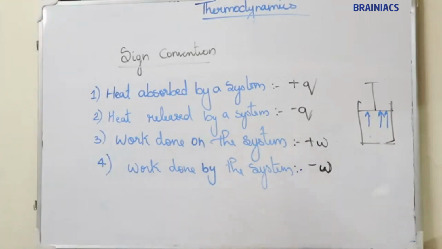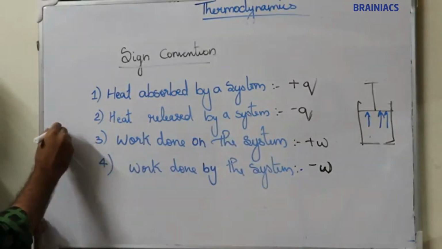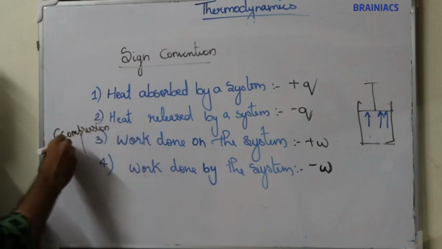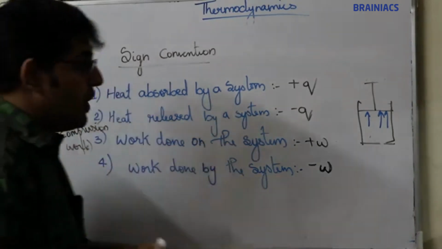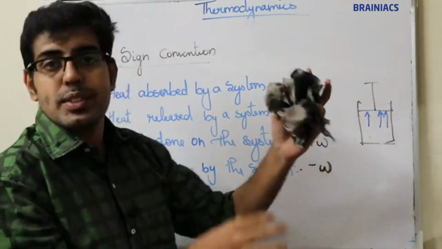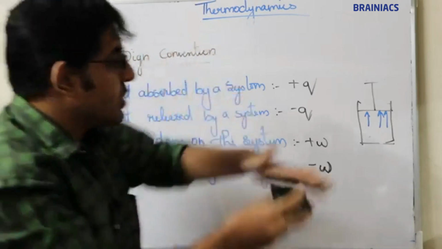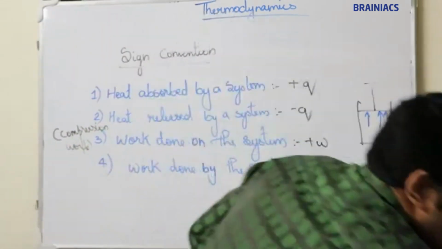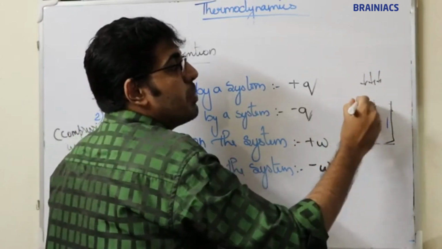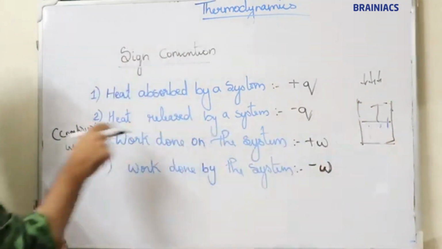Okay. Now, work done on the system. This work is known as compression work. This is our system. We are applying work on the system. That means its volume decreases. When we apply work on the system, the piston will move downwards so that volume decreases. So work done on the system is compression work.